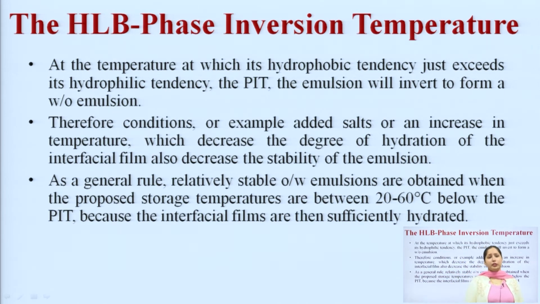So, as a general rule, relatively stable oil in water emulsions are obtained when the proposed storage temperature is 20 to 60 degrees centigrade below the phase inversion temperature, because the interfacial films are then sufficiently hydrated. So, for making a stable oil in water type of emulsion, the proposed temperature for storage of such emulsions is 20 to 60 degrees centigrade below the phase inversion temperature, and at this temperature the interfacial film, the surfactant film, is sufficiently hydrated.